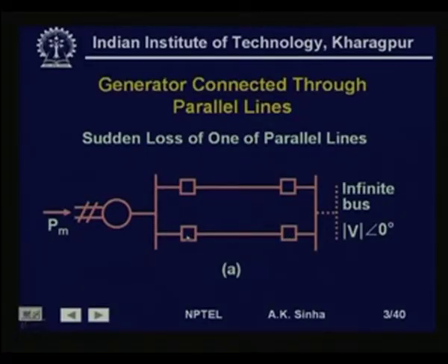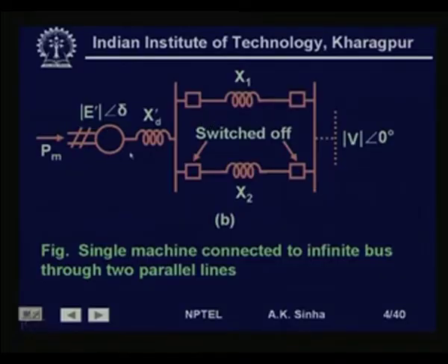So, suddenly if we remove this line, how is the system going to behave? Because when we remove this line, the total reactance, or the total impedance, between the synchronous machine and the infinite bus will change, and therefore the power flow pattern will also change. Electrical power output will change because of this situation. So, this is what we have.